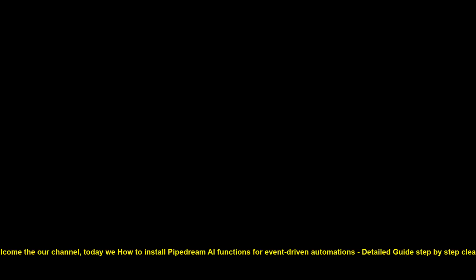Welcome to our channel. Today we show how to install Pipedream AI functions for event-driven automations, a detailed guide step by step, clearly. Start by visiting the Pipedream website. Create an account if you don't already have one. Log in to your Pipedream account. Once logged in, navigate to the dashboard.